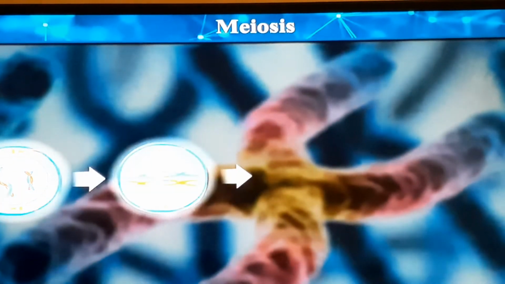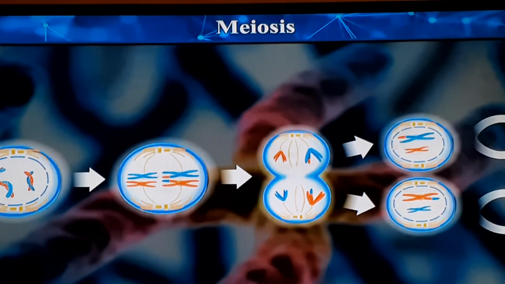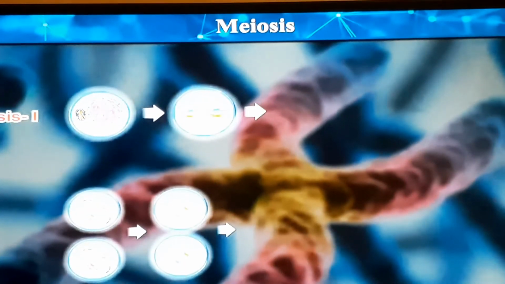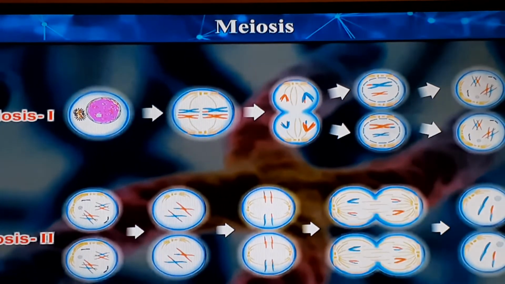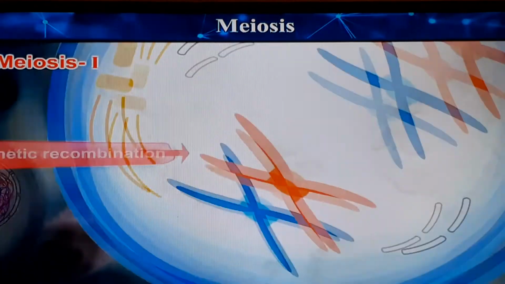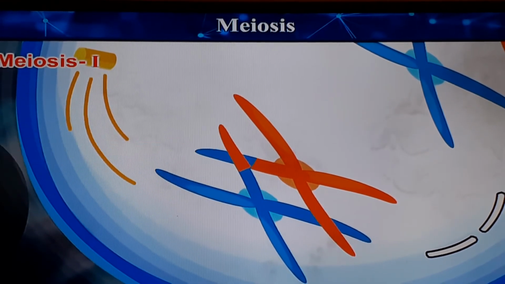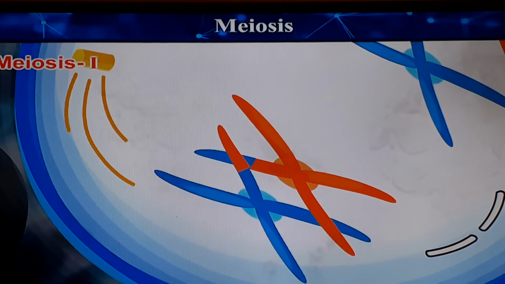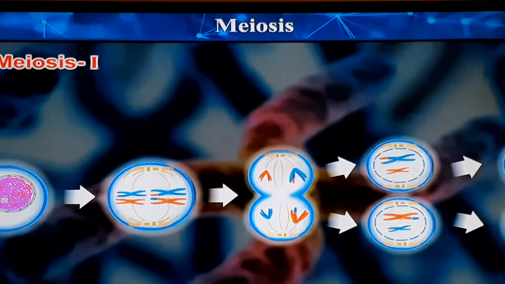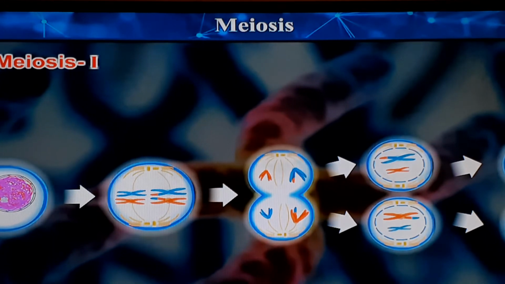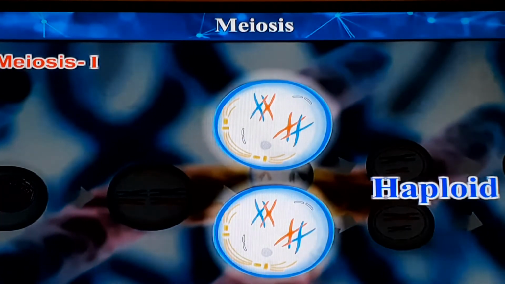Meiosis. Meiosis is completed through two stages. These two stages are meiosis 1 and meiosis 2. In meiosis 1, recombination or crossing over occurs between homologous chromosomes. And thereafter, those homologous chromosomes, not sister chromatids, are divided into two groups and thus two haploid cells are formed.